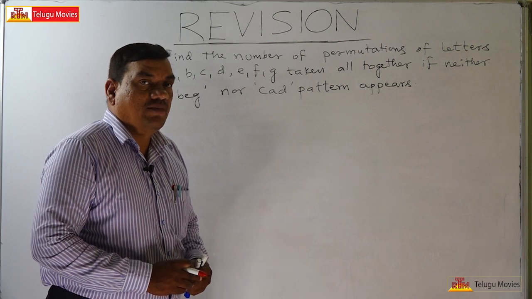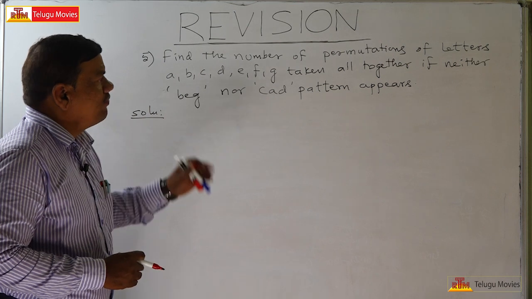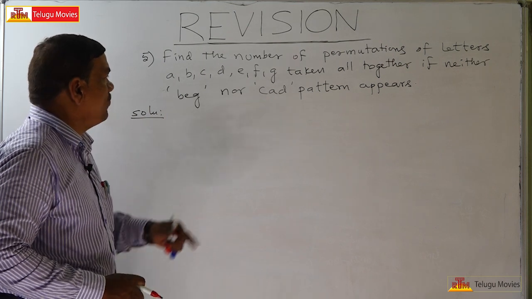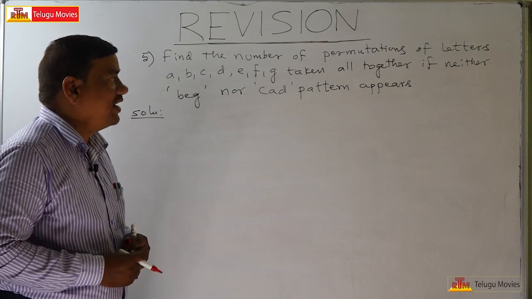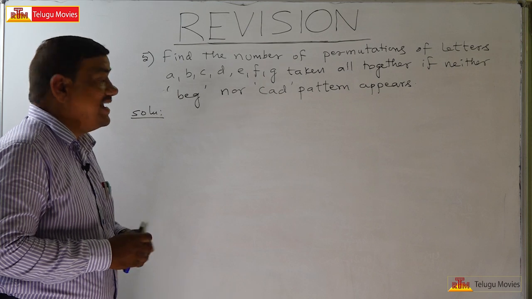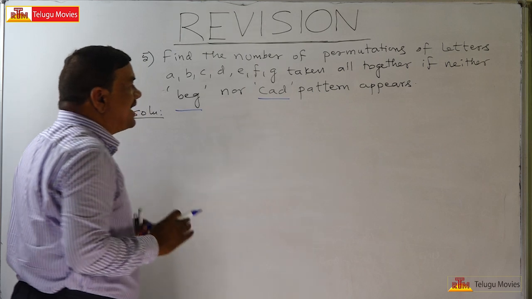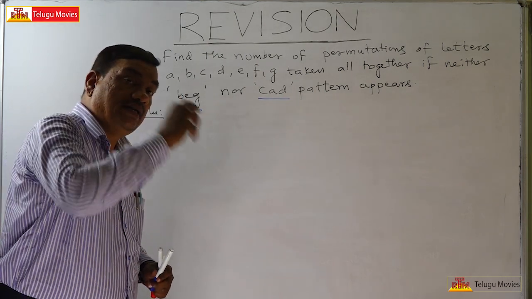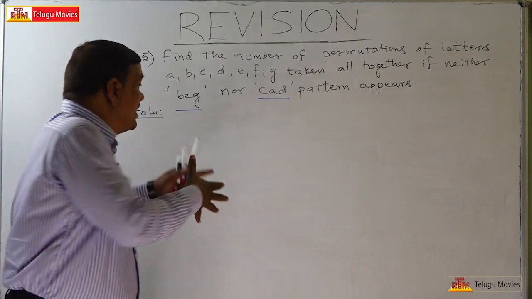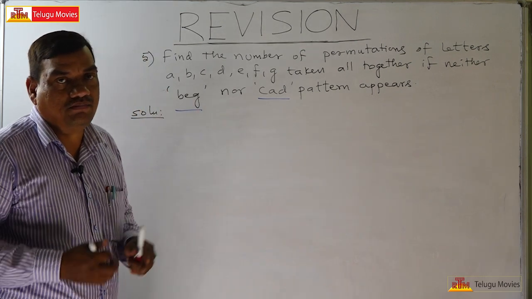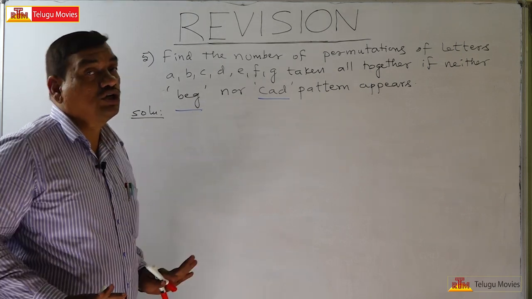Hi students, welcome to this problem. This is a problem from permutations and combinations. Find the number of permutations of the letters A, B, C, D, E, F, G taken all together if neither the BEG nor the CAD pattern appears. So BEG should not be there, CAD also should not be there, and both also should not be there.